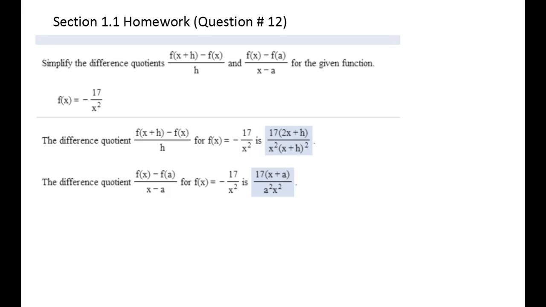Hello, my name is Rob Reynolds, and I'm going to show you how to find the difference quotient. This is one of the first lessons that you'll need in your calculus class. The formula is given, and we're going to evaluate this for the function negative 17 divided by x squared.